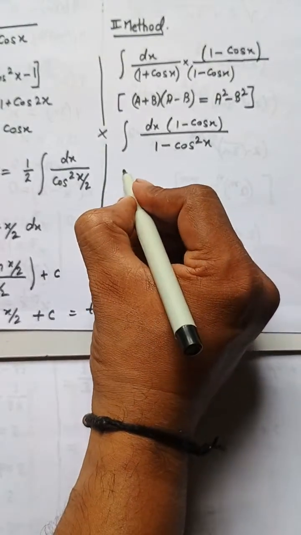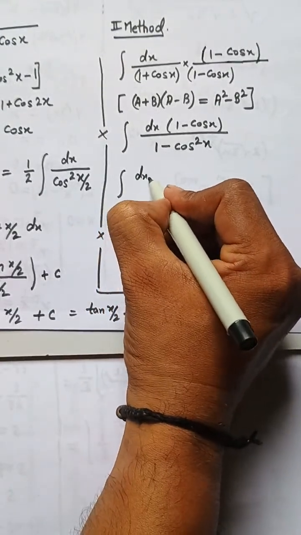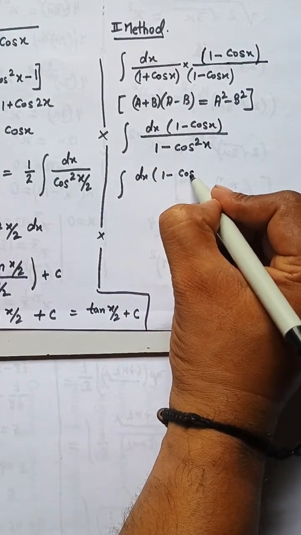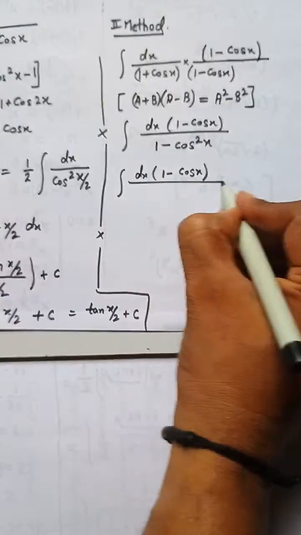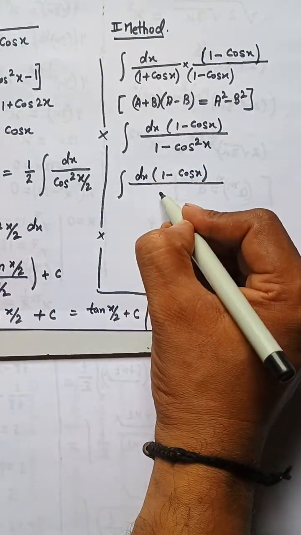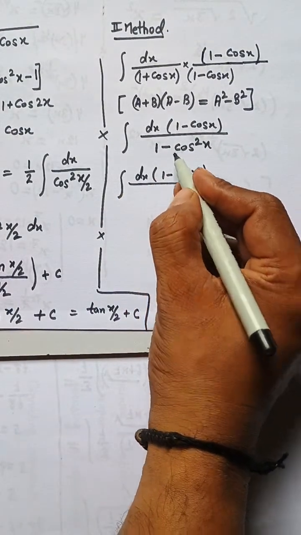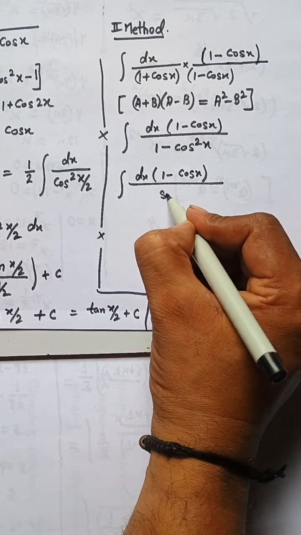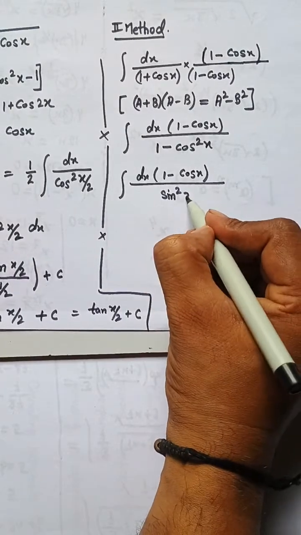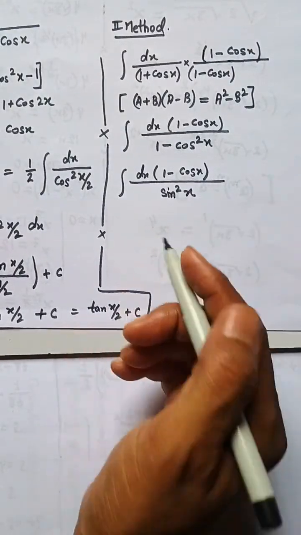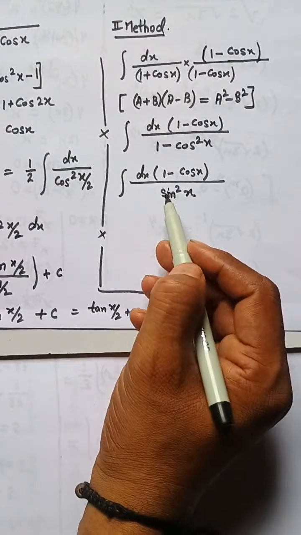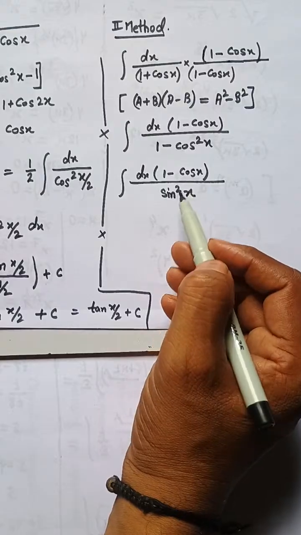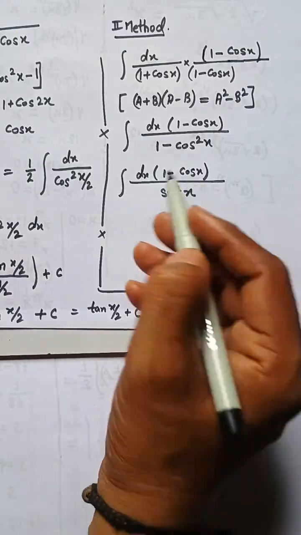Now look, this is integration dx, and here 1 minus cos x, and 1 minus cos square x is what? This is sin square x, right? I can write sin square x. Now I can easily see that 1 upon sin square x, and then cos x by sin square x. I can split that. Let's do it.